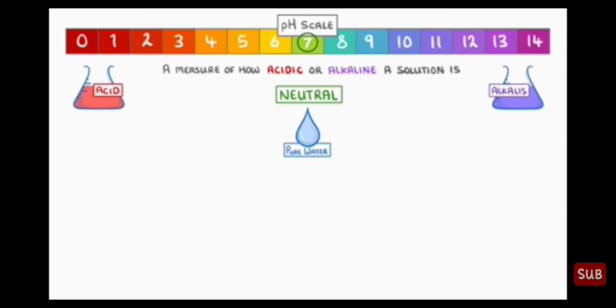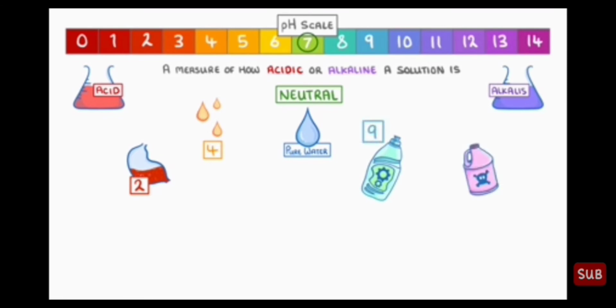To give you some idea of what all of this means, the acid in your stomach, which helps you to kill bacteria, has a pH of around 2, while acid rain is around pH 4. Then for alkalis, washing up liquid has a pH of around 9, and the bleach we use to clean bathrooms has a pH of around 12. Be aware though, you don't have to remember these specific examples. They're just to give you some context.